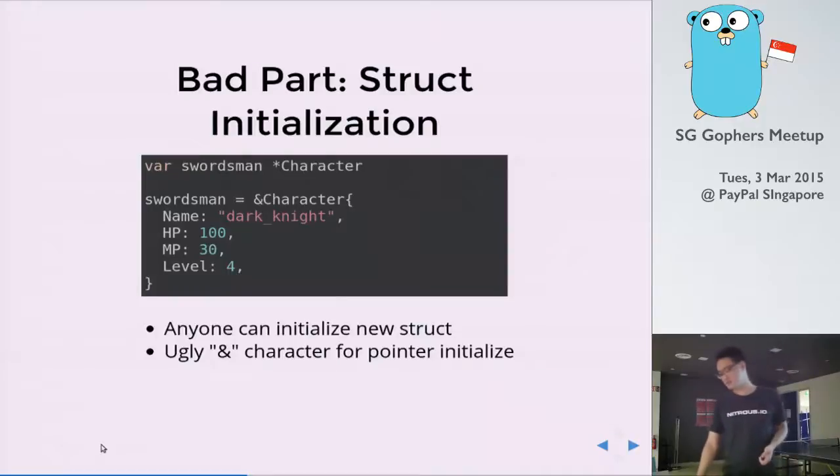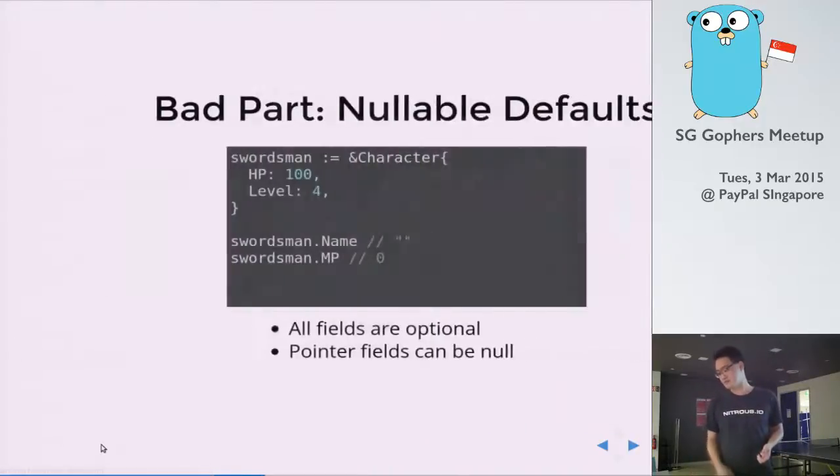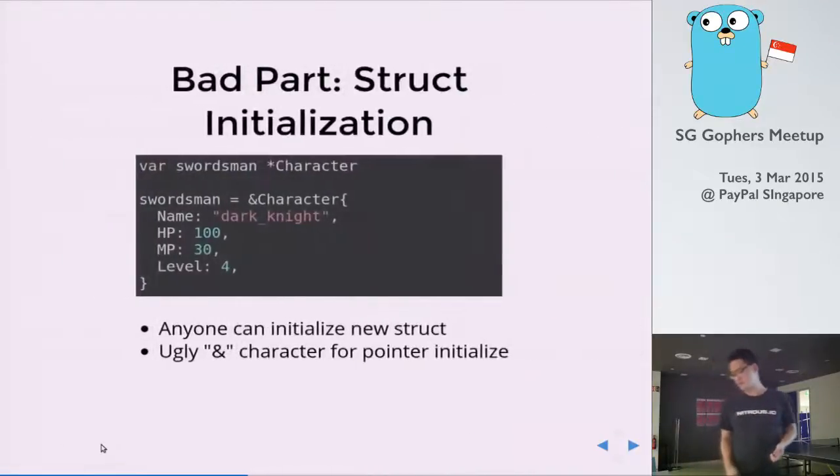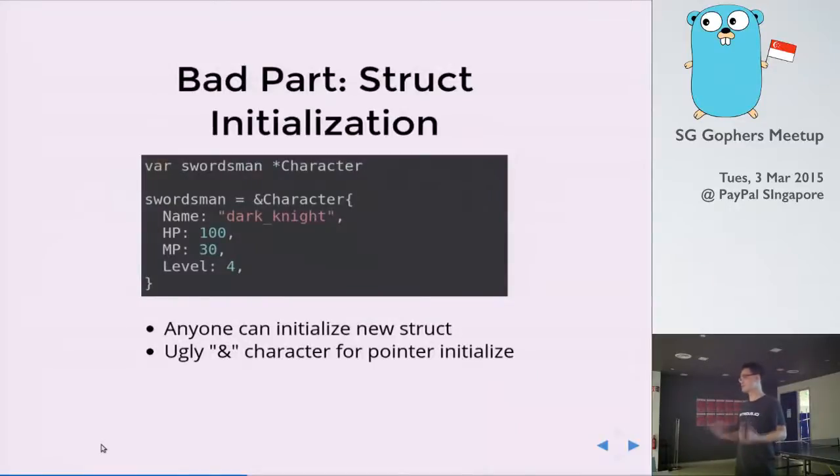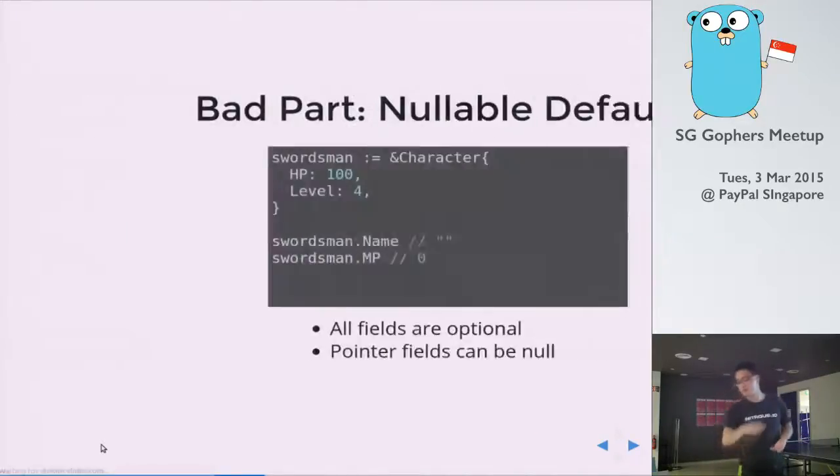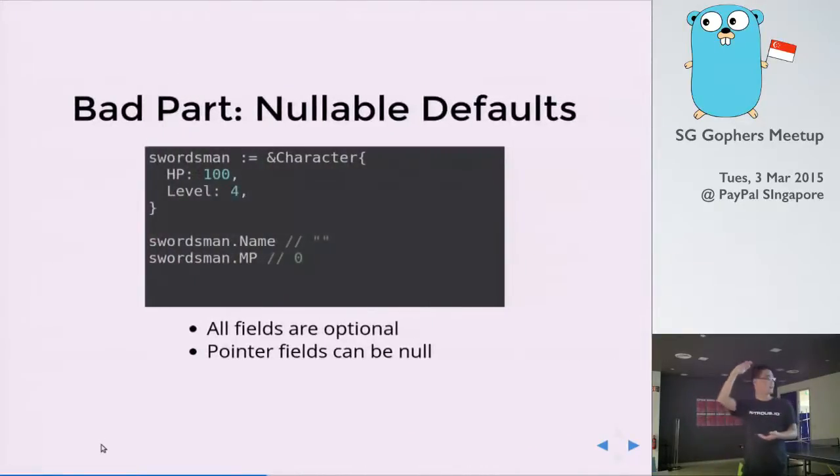What do you mean by anyone can initialize a struct? It means that from over here, you want to create a character. You can just use this syntax, the &Character, and then your fields. You can just fill it in, which I will explain next. Which means you can create the object with any value you like.